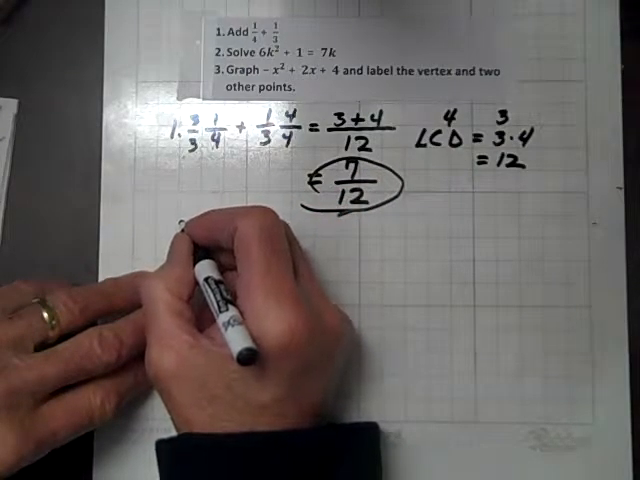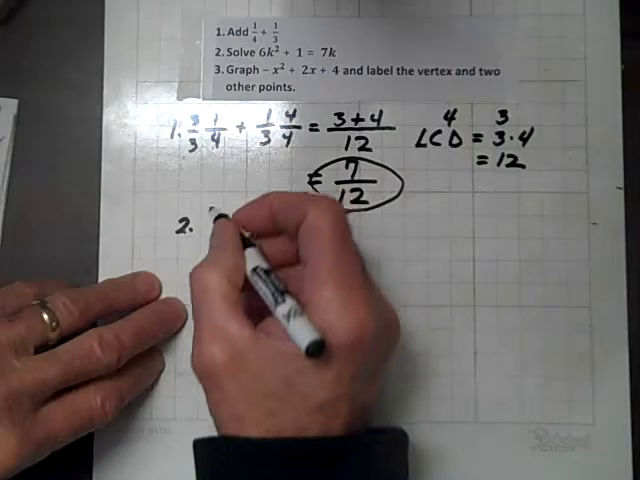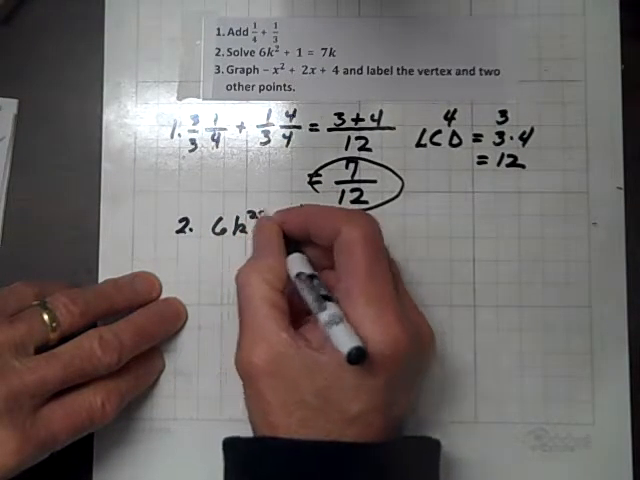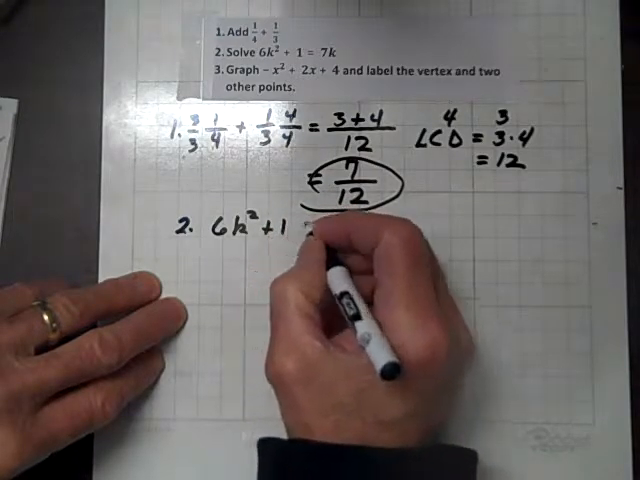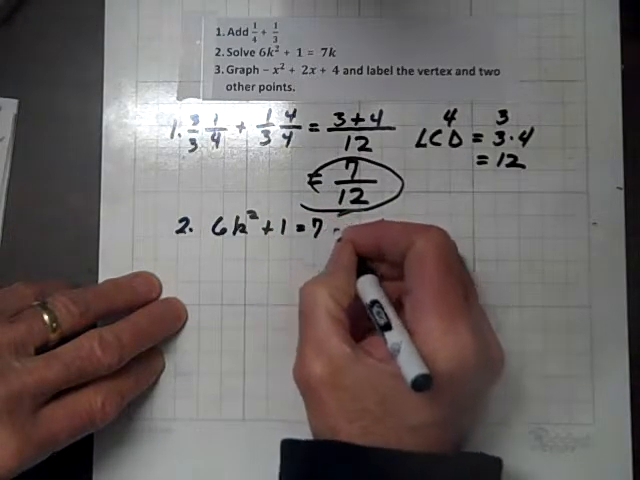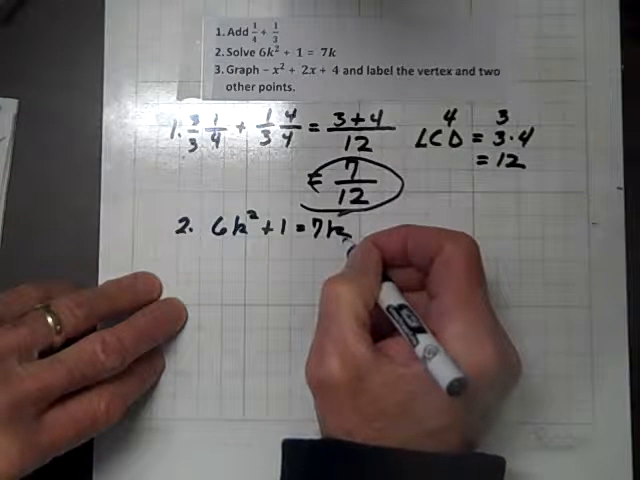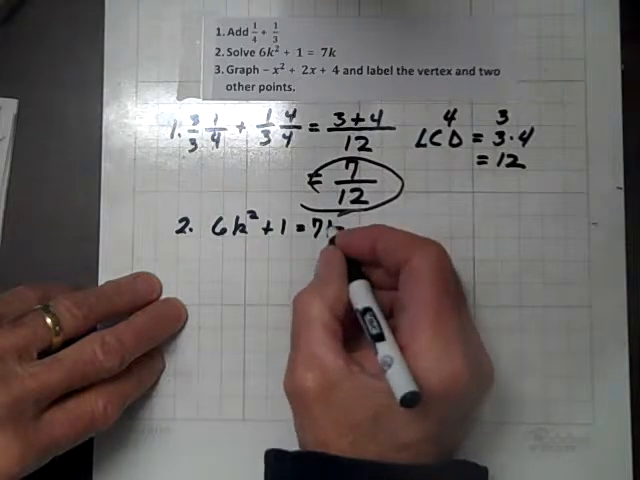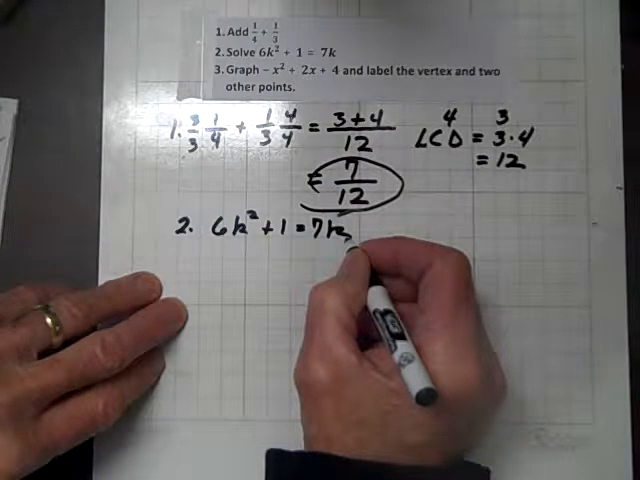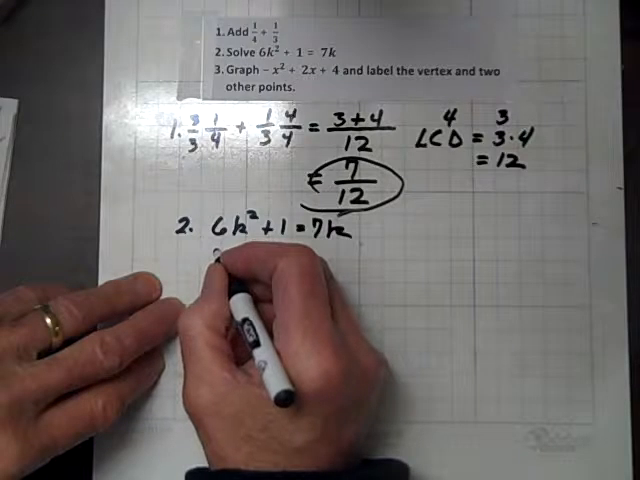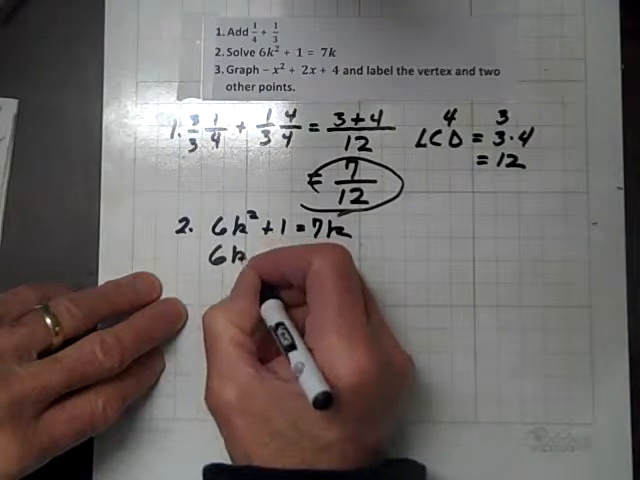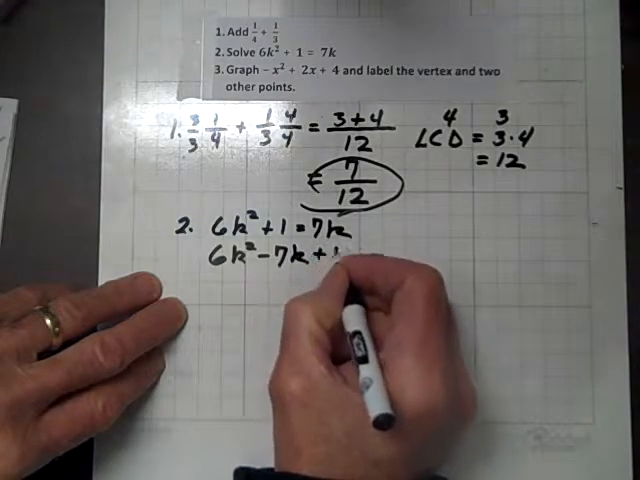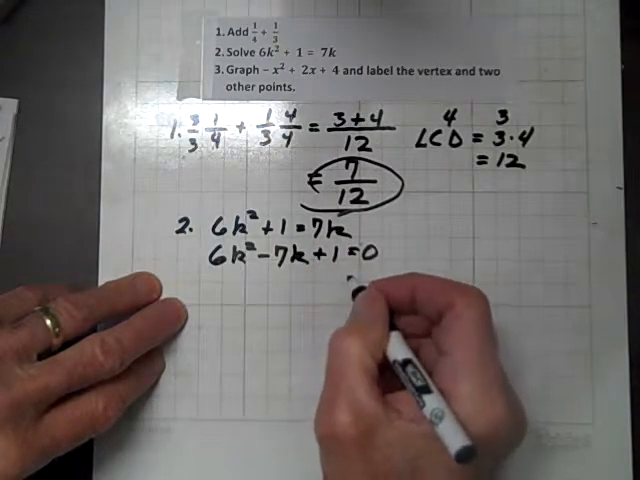Now, let's do question 2. In this case, we have to solve the equation 6k squared plus 1 equals 7k. Well, the first step is get 0 on one side, everything else on the other, so we'll subtract 7k from both sides. In doing that, we're going to have 6k squared minus 7k plus 1 equals 0.